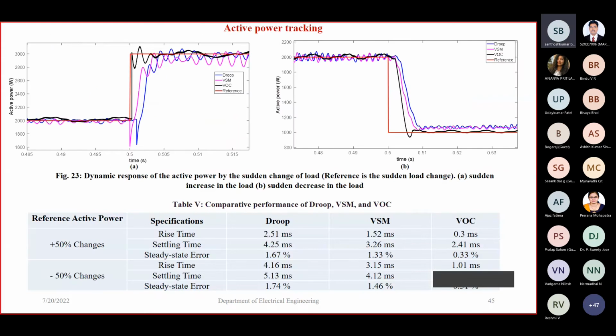This is active power tracking. Here also, table 4 shows the specifications of rise time, settling time, and steady-state error with change in the load, plus 50% and minus 50% changes in the load. You can understand the comparative performance from table 5. Figure 23 shows the dynamic response of active power for a sudden change in the load. And now I'm going to show the experimental results.